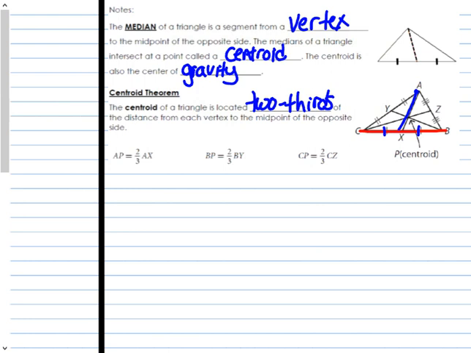And where all the medians meet, so from B to AC, and from C to AB, where they all meet, that's called the centroid. And the centroid is 2/3 from the vertex to the opposite side. So this yellow dot is 2/3 of the way from C to Z. So this would be 2/3 on the left side, 1/3 on the right side.